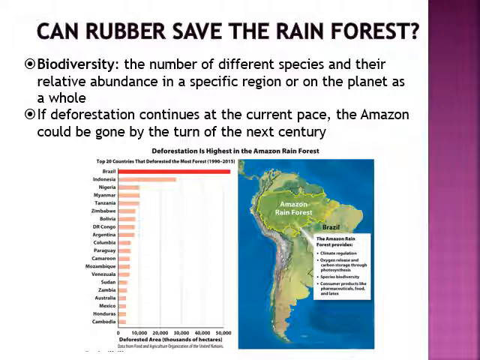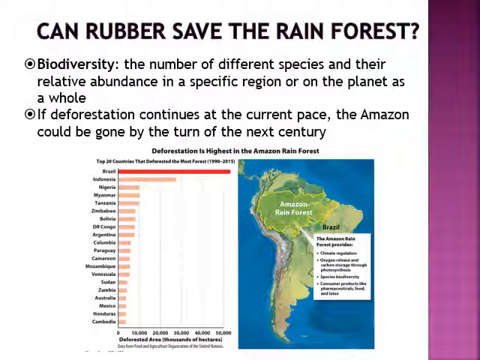And the Amazon actually has quite a bit of biodiversity. And biodiversity just means that there's lots and lots of different species, and their relative abundance in a specific region or on the planet as a whole. So the Amazon has quite a few species, and a lot of them are only found in the Amazon. So if they go extinct in the Amazon, they are extinct from the planet, which is a huge problem. And the Amazon has really the highest levels of biodiversity seen on this planet. So it is very, very important, and it provides quite a few things for the planet as well.